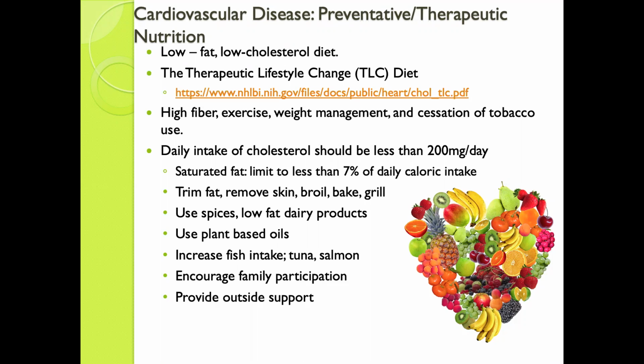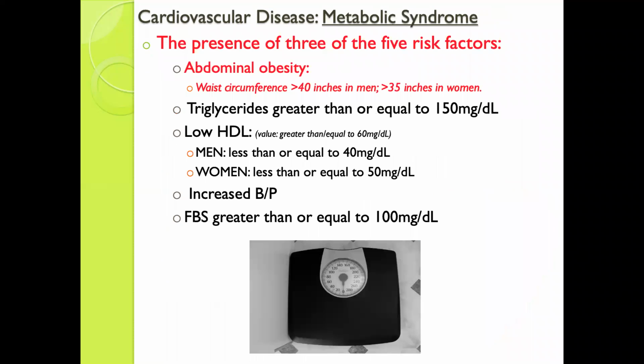Trim fat, remove skin from things like chicken and fish. Broil, bake, and grill instead of fry. Use spices and low-fat dairy products. Use plant-based oils. Increase your fish intake, because those are the good fats, the ones that have the unsaturated fatty acids in them, including things like tuna and salmon, right? And then get support from your friends and your family, okay?